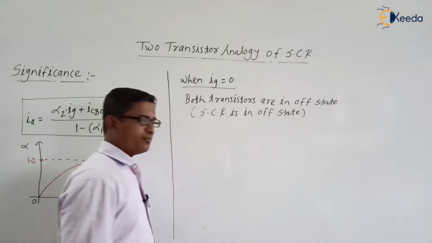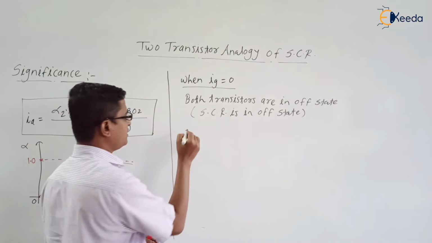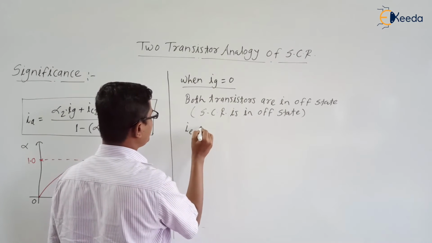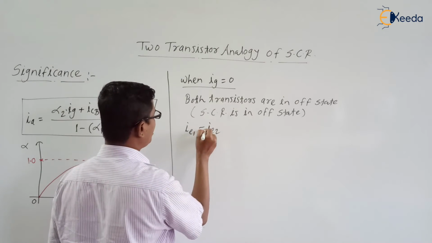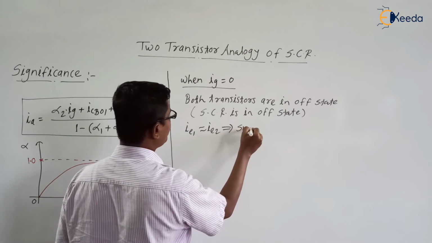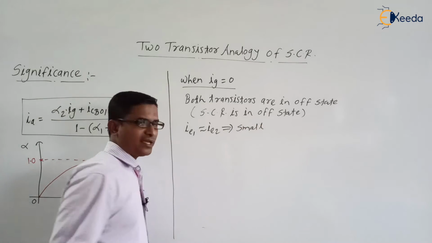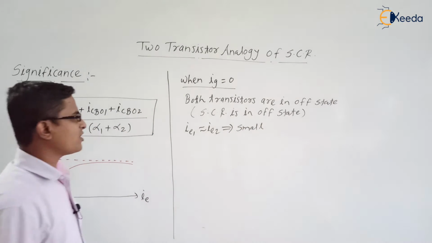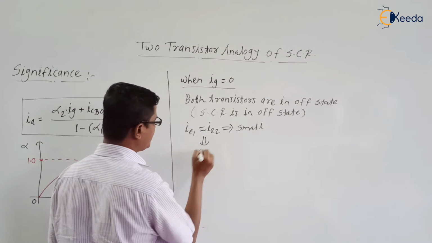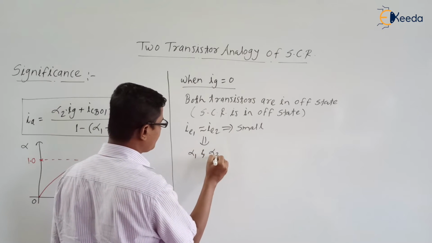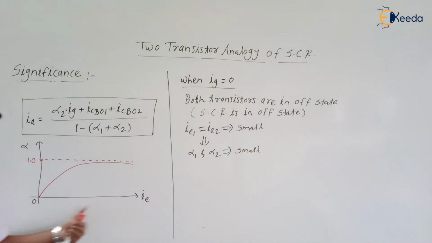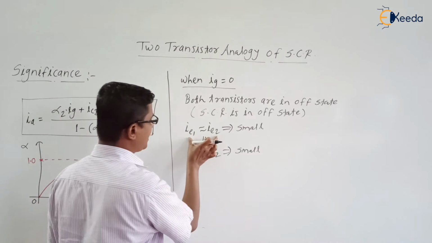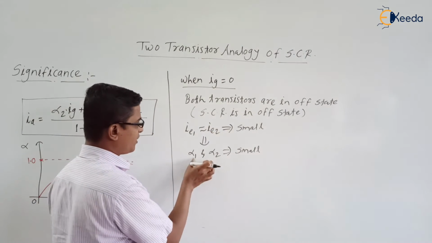If both the transistors are in the off state, then IE1 is approximately equal to IE2, and both are very small. If IE1 and IE2 are small, what about alpha 1 and alpha 2? They are also very small, because as we know, if IE is small, alpha is definitely small. Therefore alpha 1 and alpha 2 are small.